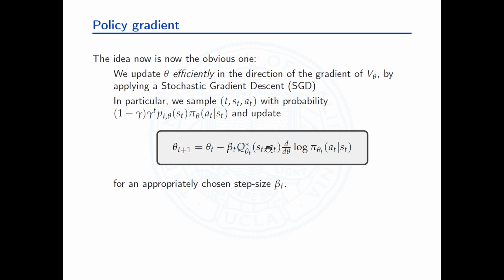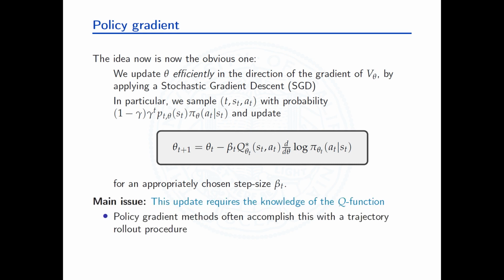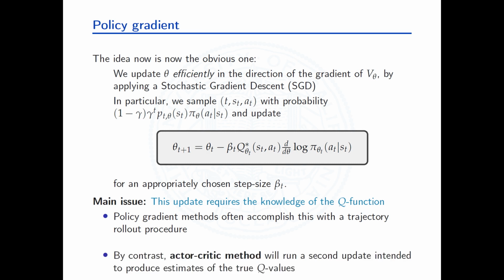But the caveat is you need to know the Q. What do you do about that? Well, the policy gradient method often accomplishes this by doing what's called a rollout. You roll out a bunch of trajectories, you get an estimate of this Q function, and then you step in this gradient direction with some learning rate. Great. But the actor-critic method, which is the discussion of this talk, produces a separate estimate for this Q function.